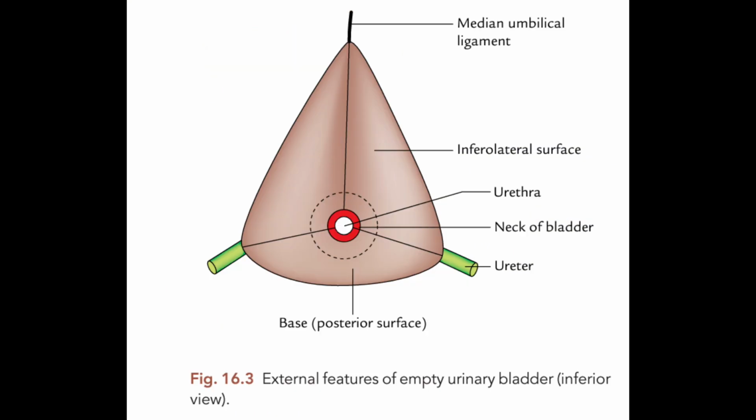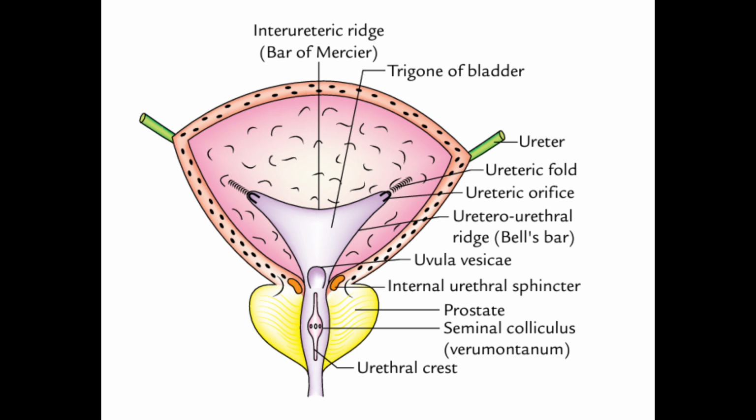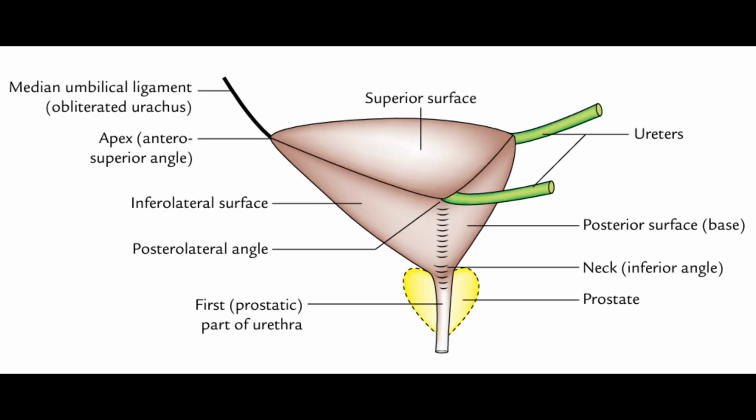The triangular shaped area that is called the base or fundus faces postero-inferiorly. The two ureters enter the bladder at each of the upper corners of the base, and the urethra drains urine from the lower corner of the base inferiorly. The superior surface is slightly down when the bladder is empty, and it will balloon upwards as the bladder fills.